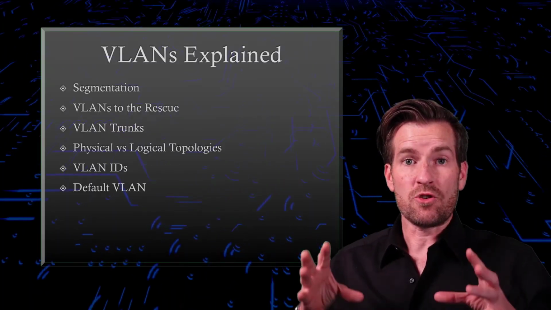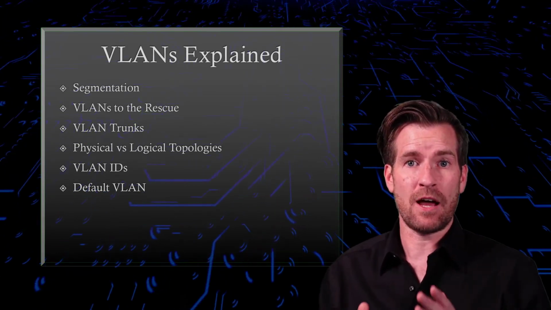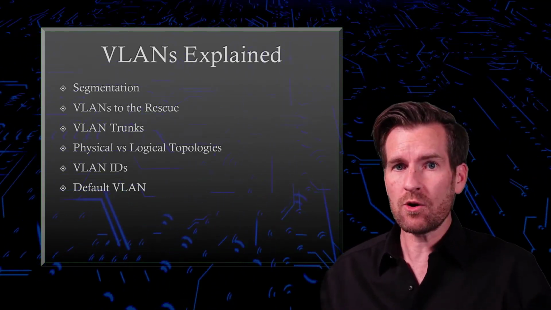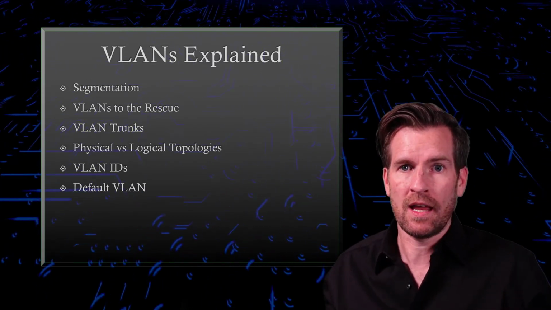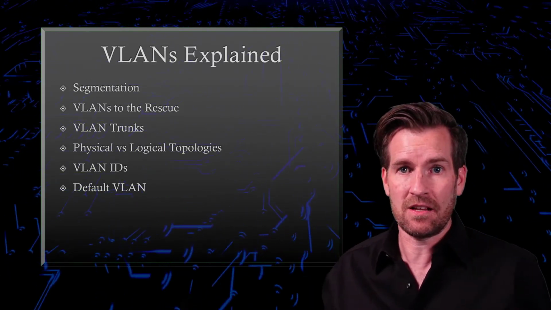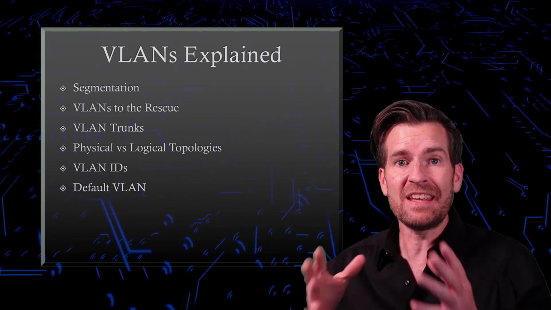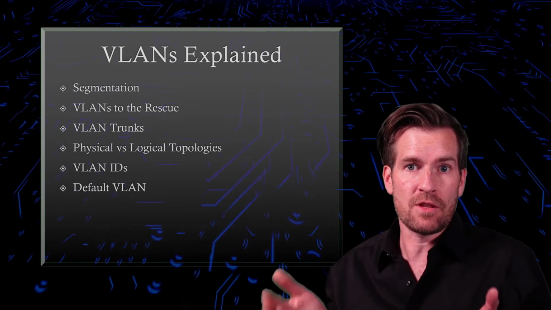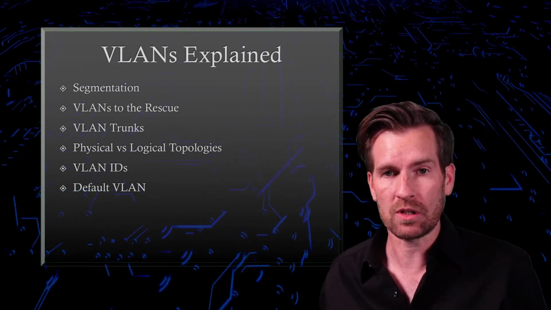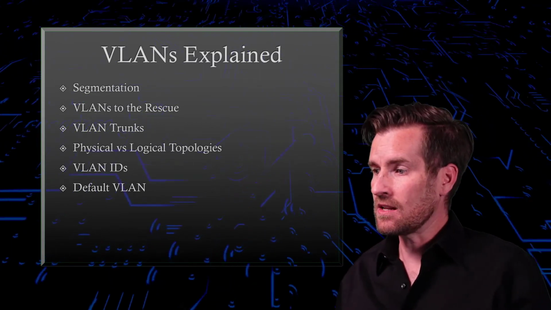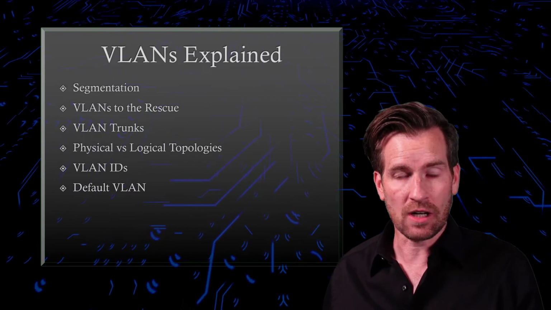Really, VLANs are used to segment your network. So we're going to start out by talking about segmentation. Why you want to segment. What are the advantages of segmenting your network? Then we'll talk about some disadvantages to segmenting your network. And then we'll go into how VLAN is an answer for some of those disadvantages and how VLANs can really help out your network. Then we're going to get into the VLAN trunks and what VLAN trunks do for you.